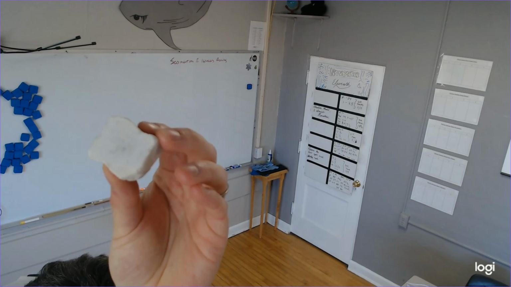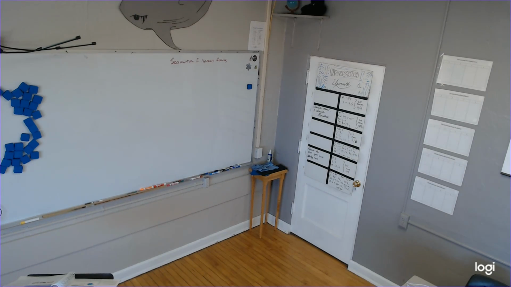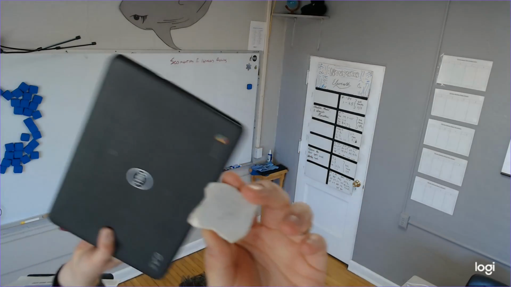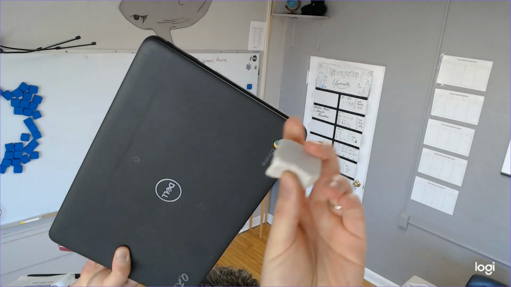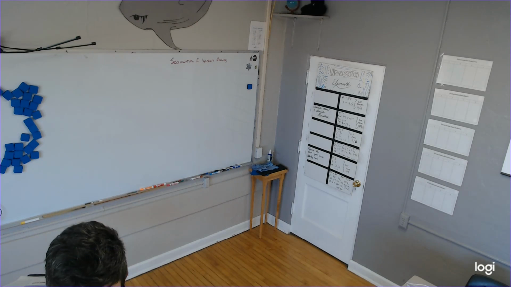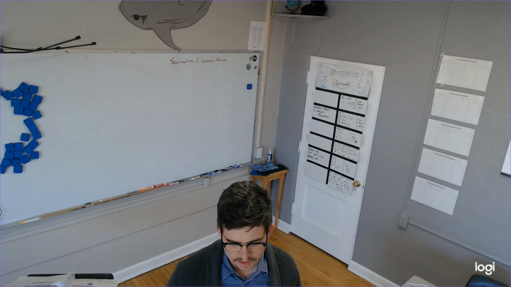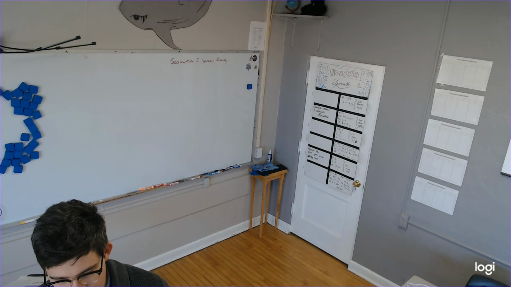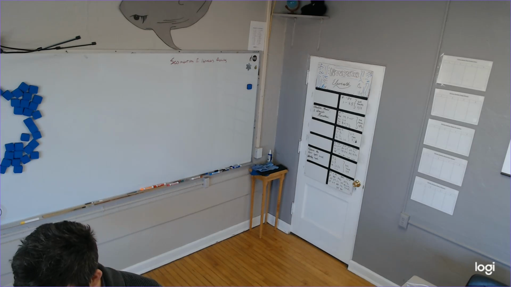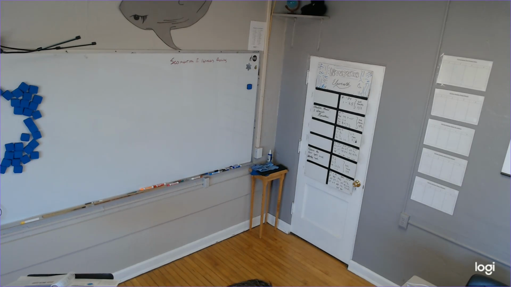You definitely can't see that because of the whiteboard behind it. Something black. This is marble. Smooth. Okay. How can we tell that's marble? First of all, how can we tell it's metamorphic? What's true of metamorphic rocks in general?